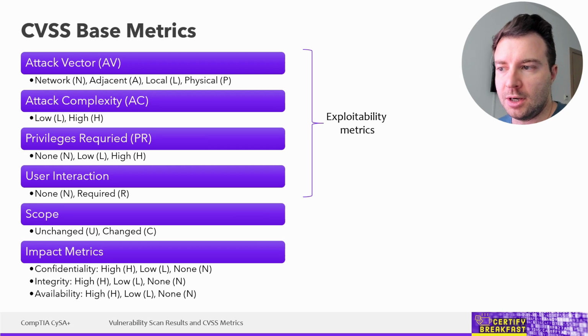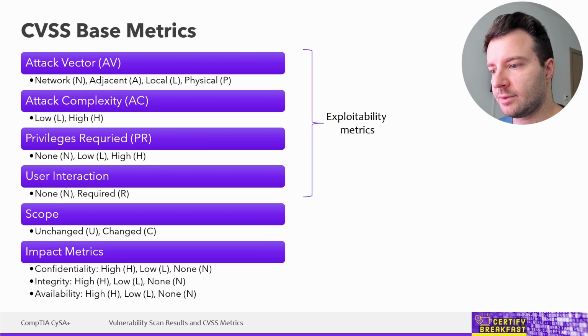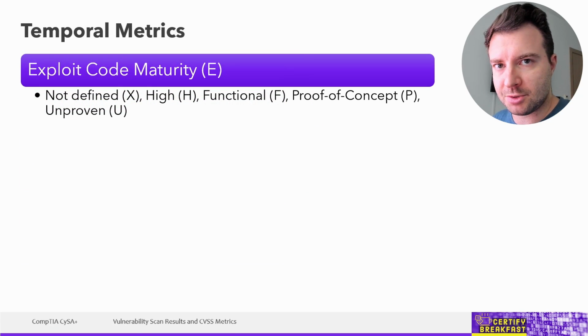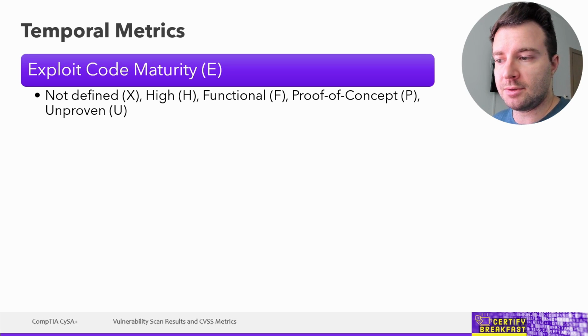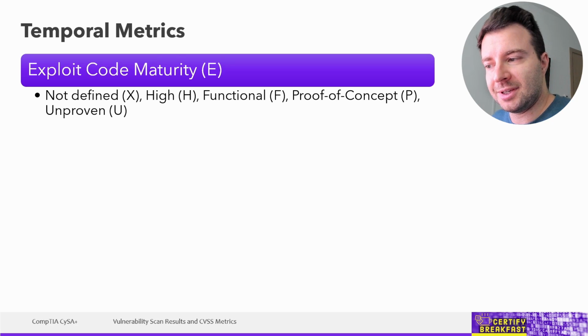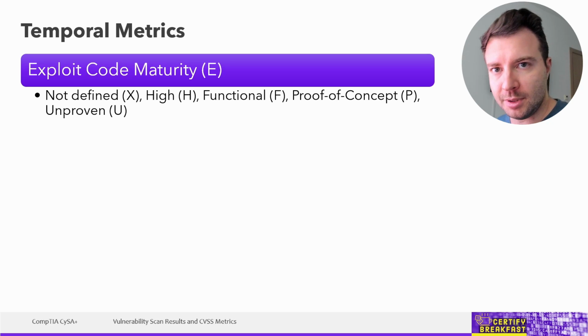That's going to be the result of a distributed denial of service, for example. A low metric is going to happen when performance is just reduced or there are interruptions in resource availability. Then we reach the temporal metrics, and the first one here is going to be exploit code maturity. Now, this is going to measure the maturity of the exploit code, but based on the current state of the exploit techniques out there. So how available is the exploit code?